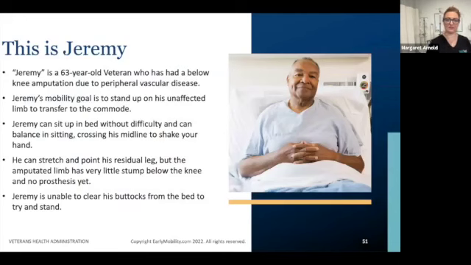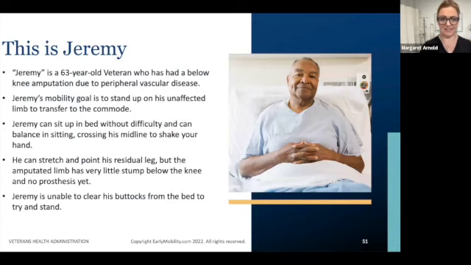Let's meet Jeremy. Jeremy's a 63-year-old veteran who has had a below-knee amputation due to peripheral vascular disease. Jeremy's mobility goal is to stand up on his unaffected limb and transfer onto the commode. So the care team wants him to put weight on his leg and transfer with weight bearing on his unaffected limb. Jeremy can sit up in bed without difficulty.